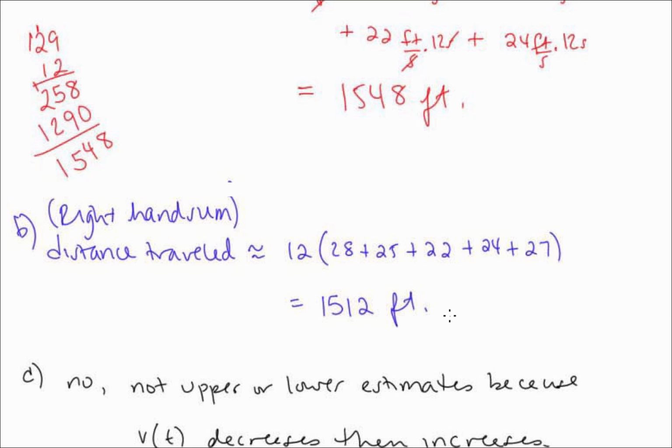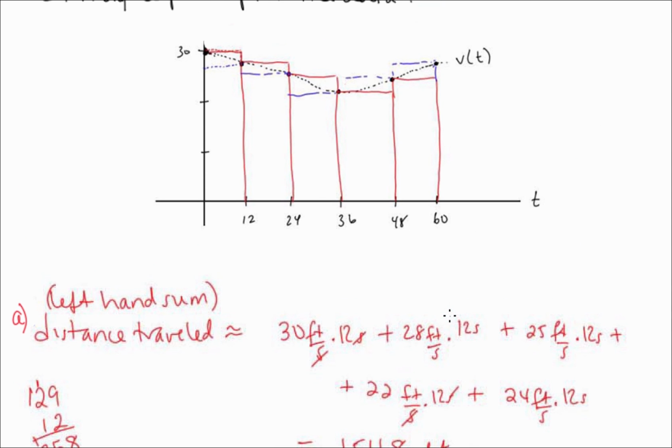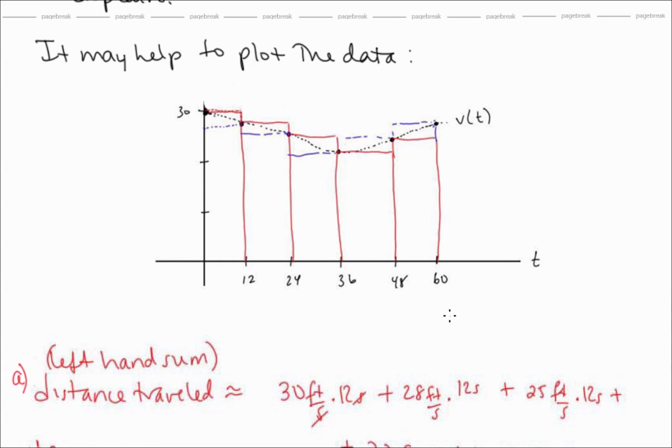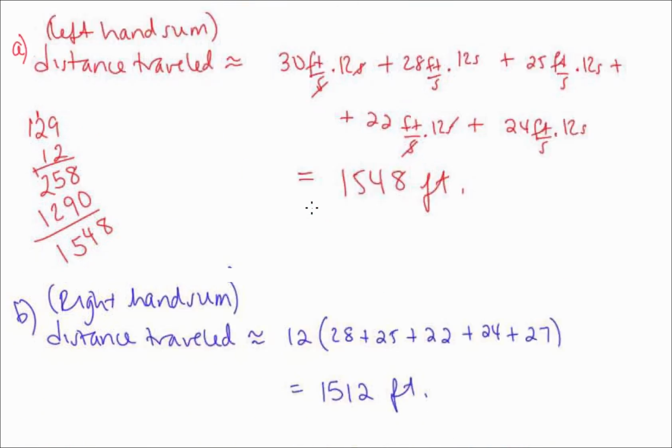And now we're asked here if the approximations we made were upper or lower estimates. And let's take a closer look at the picture here. And we realize that we don't necessarily have upper and lower estimates because the rectangles that we're using with our left-hand sum, for the first 3 intervals, we're overestimating the distance traveled, and then for the next 2 subintervals, we're underestimating the distance traveled. And with the right-hand sum, we have the last 2 subintervals overestimating, and the first 3 subintervals underestimating. And so we didn't find under and over estimates.